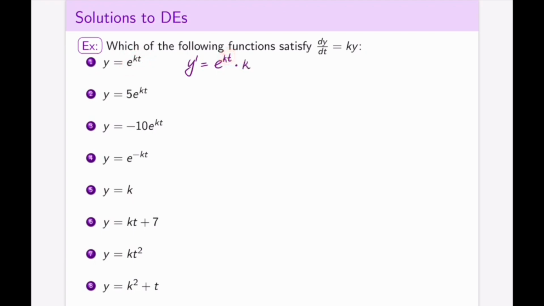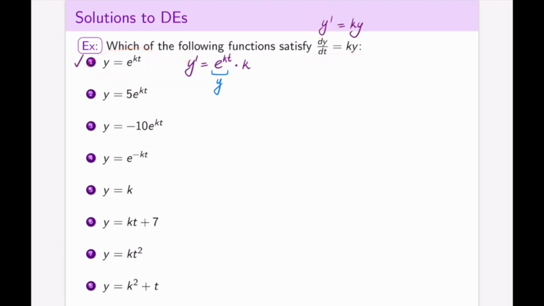So what I notice here, of course, is that e to the kt is exactly my original function. So this is just y, and therefore I get the equation y prime equals y times k, which is exactly what this equation is saying. I can, of course, rewrite this in the prime form as well, just to make it easier if we're going to use the prime notation throughout. So this function satisfies this equation.